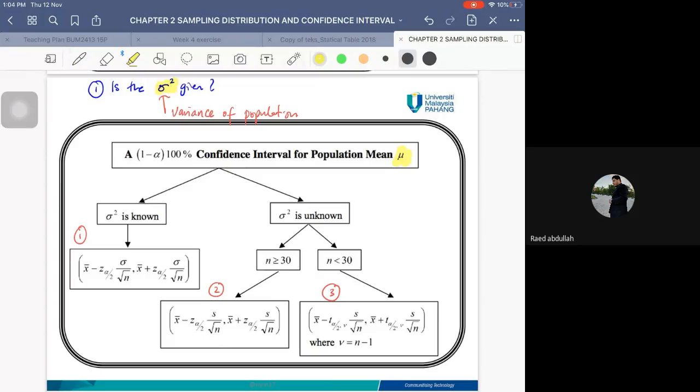So this is the first question that you have to ask yourself. In this whole statement, is the value of sigma given? It doesn't matter whether it is a value of sigma, or it could also be a value of sigma squared.